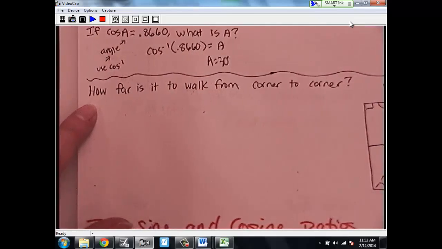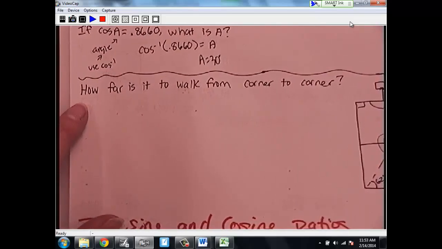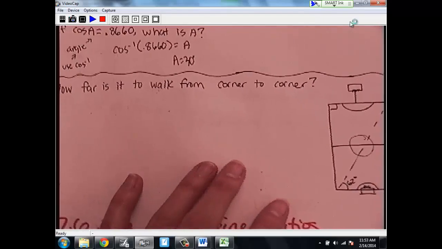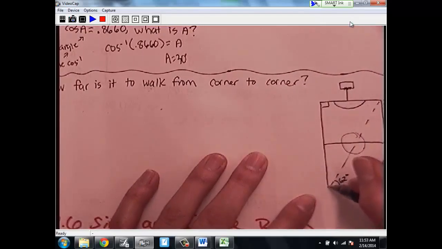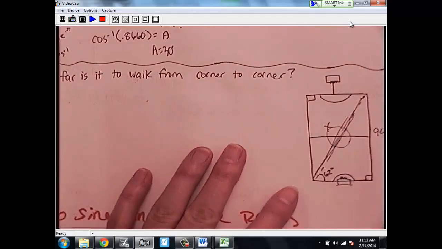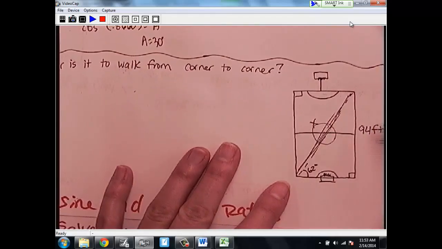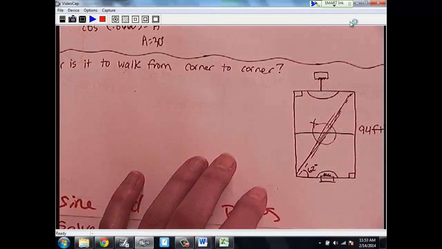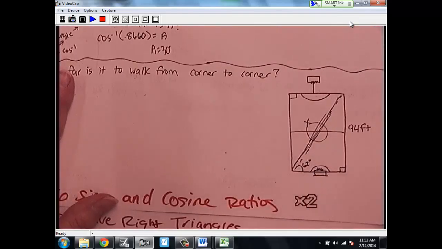How about this one? How far is it to walk from corner to corner of a basketball court? I want to know, if I walk from here to here, what's this distance? So I'm going to call it X. This is 94 feet long. Your basketball court, somebody Googled it for me in second hour. It's 94 feet. And this angle is 62 degrees right here.